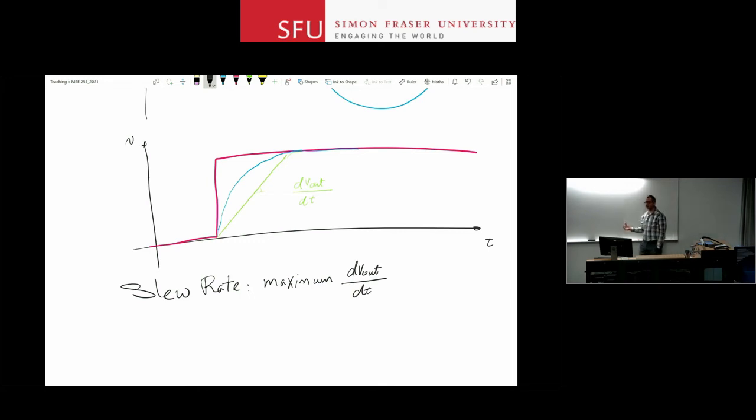Your dV out over dt cannot be larger than this. Even if your input is changing faster, even if you have a pulse or whatever, your output is not going to change faster than that rate. Why does that happen? Well, inside that op-amp, as we said before, you have an army of transistors that are working together to amplify your small signal.